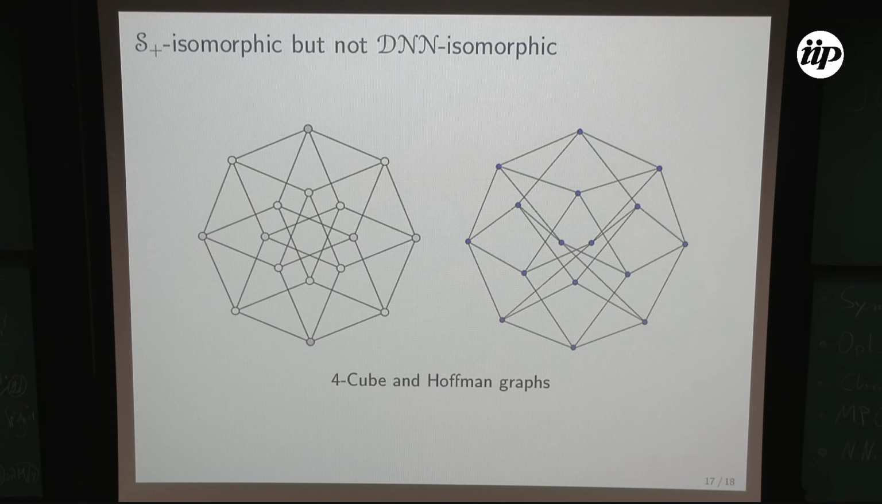Okay, so this is the 4-cube, right? Strings of length 4, and then you connect the ones at distance 1. And the Hoffman graph. These are two strongly regular graphs with the same parameters. But these graphs don't have the same diameter. So that's how we know that they are not DNN-isomorphic.